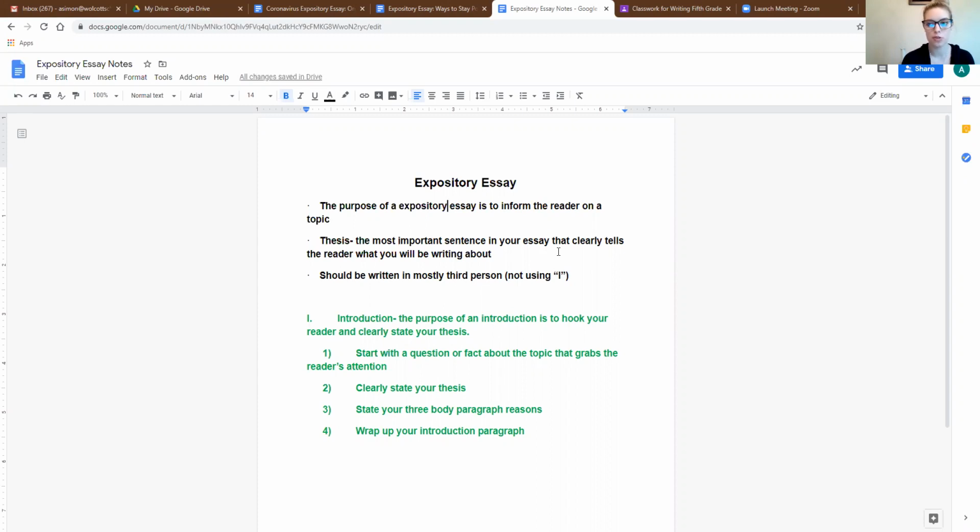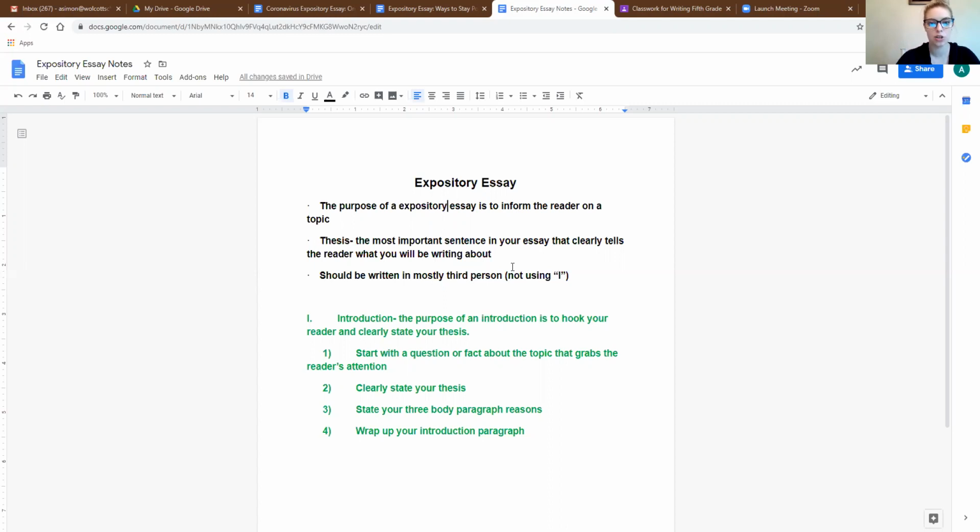So we call our most important sentence in our essay, which you guys worked on yesterday, our thesis. It's the most important because it clearly tells your reader what you're going to be writing about. And it does so without saying, today I am going to write about this, right? You don't want to talk to your reader. Your thesis is going to tell the reader without explicitly saying, this is what I'm writing about, okay?